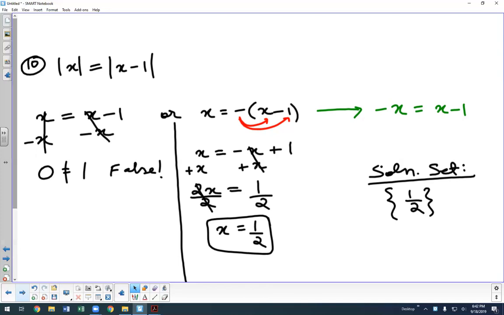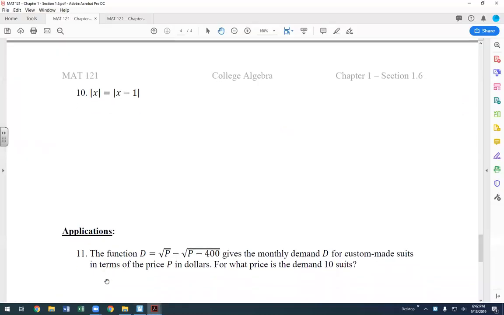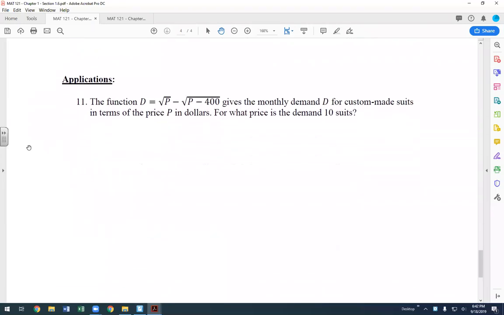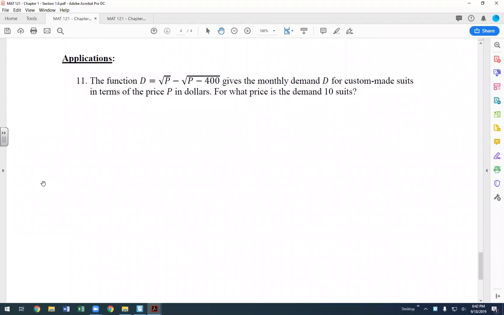Okay. Going back to our last example: the function d equals square root of p minus square root of p minus 400 gives the monthly demand for custom-made suits in terms of the price p in dollars. For what price is the demand 10 suits? Man, I can't read. All right, what are we going to do here, people? Replace your d with 10. Yeah, replace your d with 10.